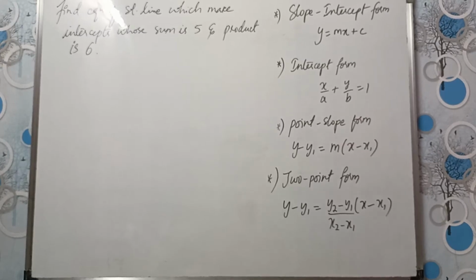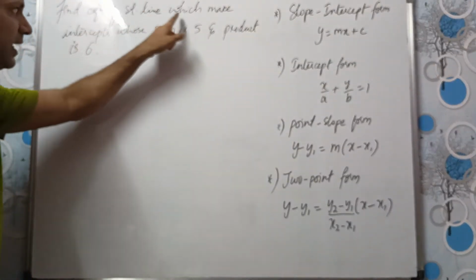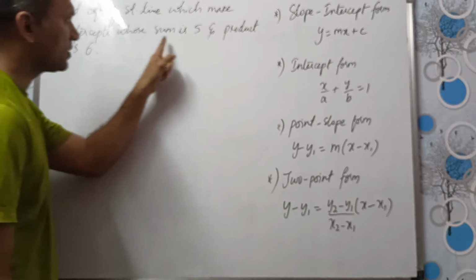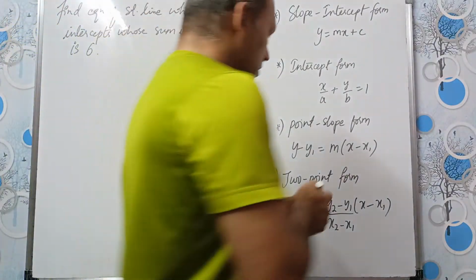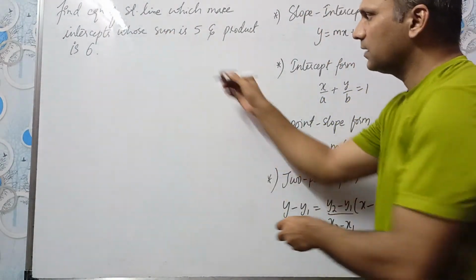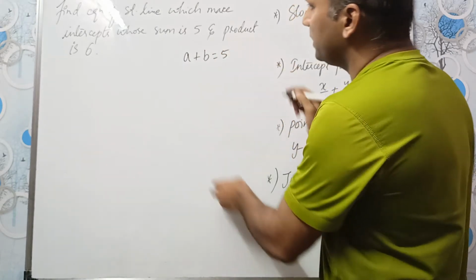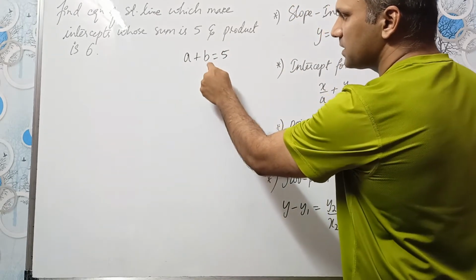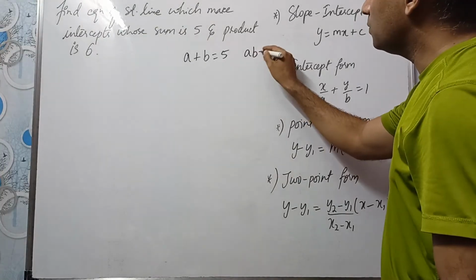Okay, we have an interesting problem here. Find the equation of a straight line which makes intercepts whose sum is 5 and product is 6. Okay, so sum is 5 and product is 6. It is given that a plus b, the sum of the intercepts, where this is x intercept and this is y intercept, is 5 and the product a into b is 6.